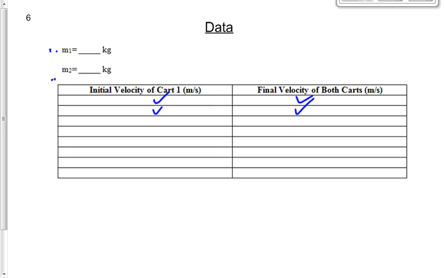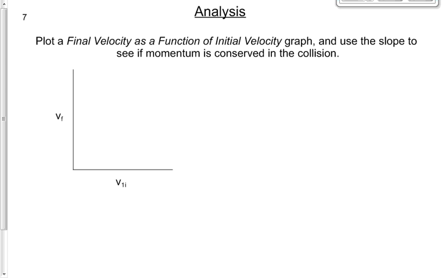When you see a data table, you're going to plot a graph. Okay, that's what you're going to do every time. The graph is going to be VF as a function of VI, or VF versus VI. And it will work out to be a straight line, or it should work out to be pretty darn close to a straight line.